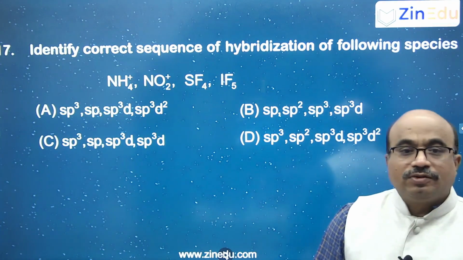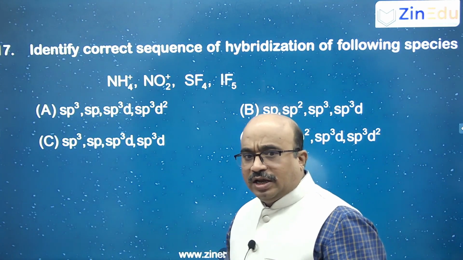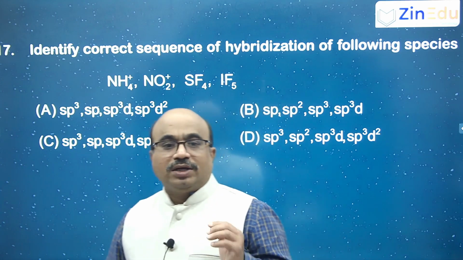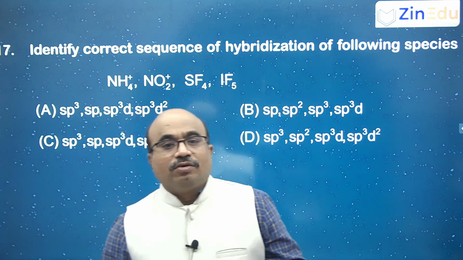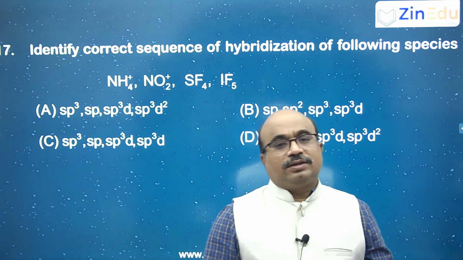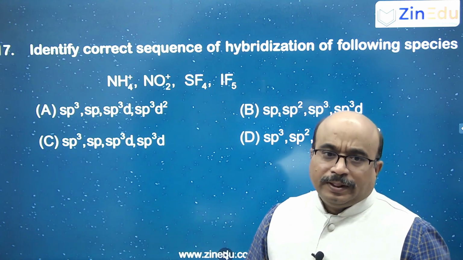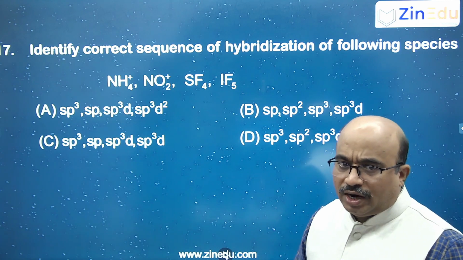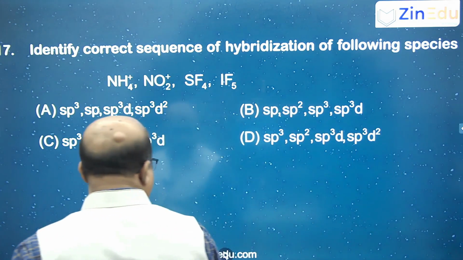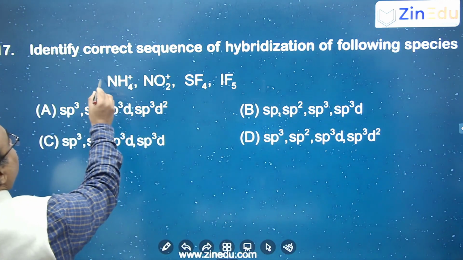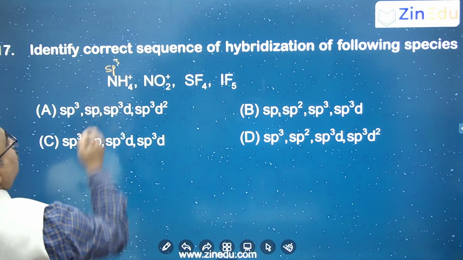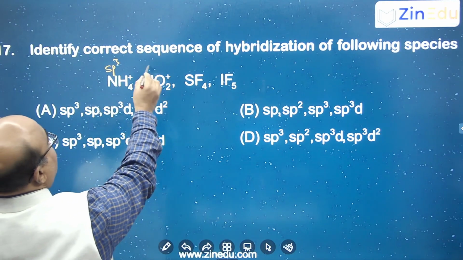Identify the sequence of hybridization. See, in each and every shift we got a hybridization question. So fundamental chemical bonding questions are coming. NH4 plus, NO2 plus, SF4 and IF5. So NH4 plus is sp3, NO2 plus is sp.